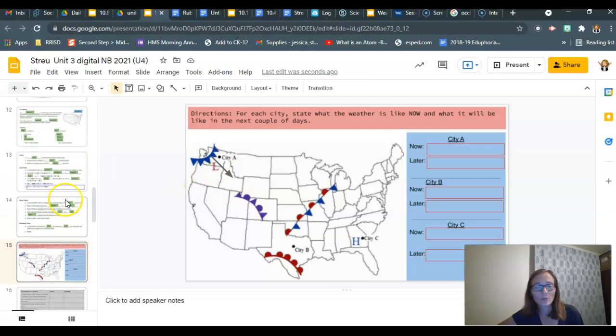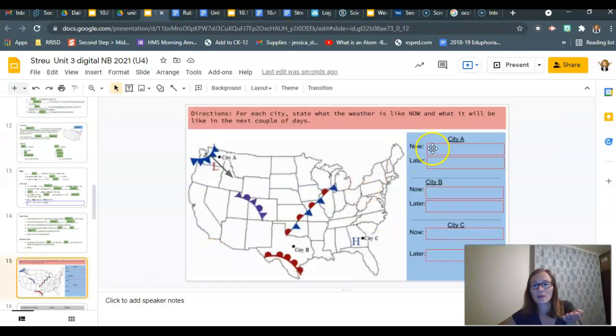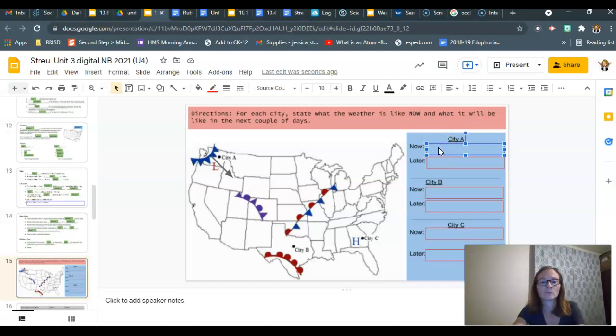Okay, so let's look back in our digital notebook. Slide 12 was where we learned about pressures. It says low pressure can give us storms, humidity, and warm air. So that's probably what's happening right now at city A. So I'm going to put humid, warm, maybe storms.